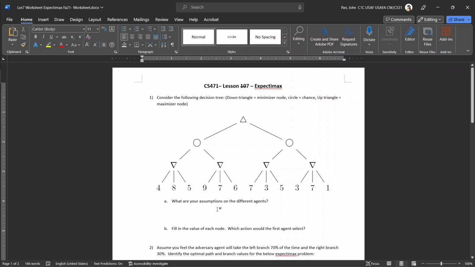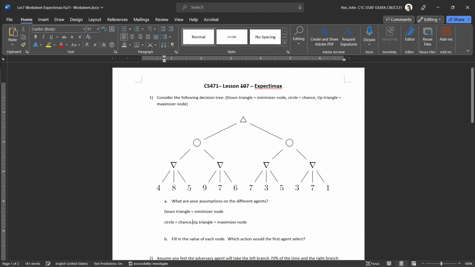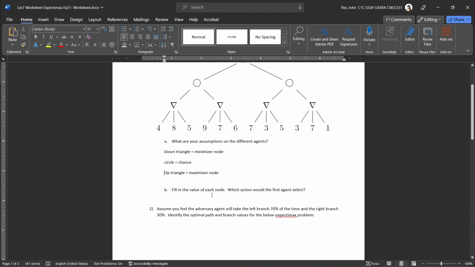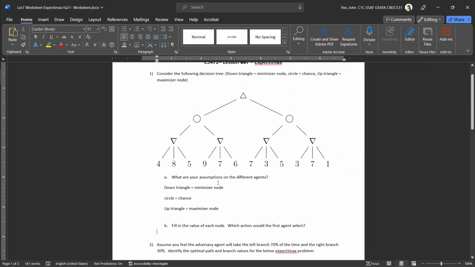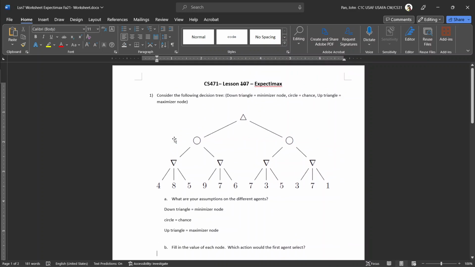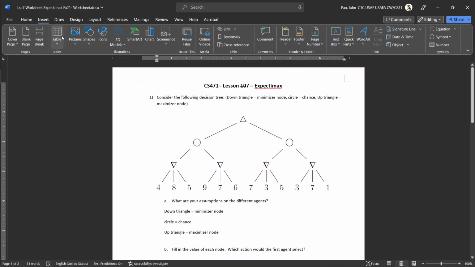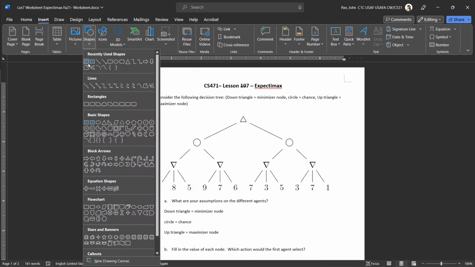What are your assumptions on the different agents? And just answer question A with what we just talked about. Fill in the value of each node. Okay, so now we're going to backtrace this tree and find the value of each node. Let's insert some text.